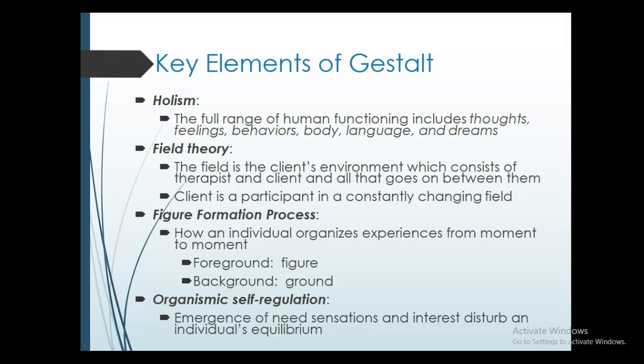And then finally, the idea of organismic self-regulation. This is the emergence of needs, sensations, and interests that disturb an individual's equilibrium. So when something's wrong, our equilibrium is disturbed. These needs, sensations, and interests kind of shake things up for us.